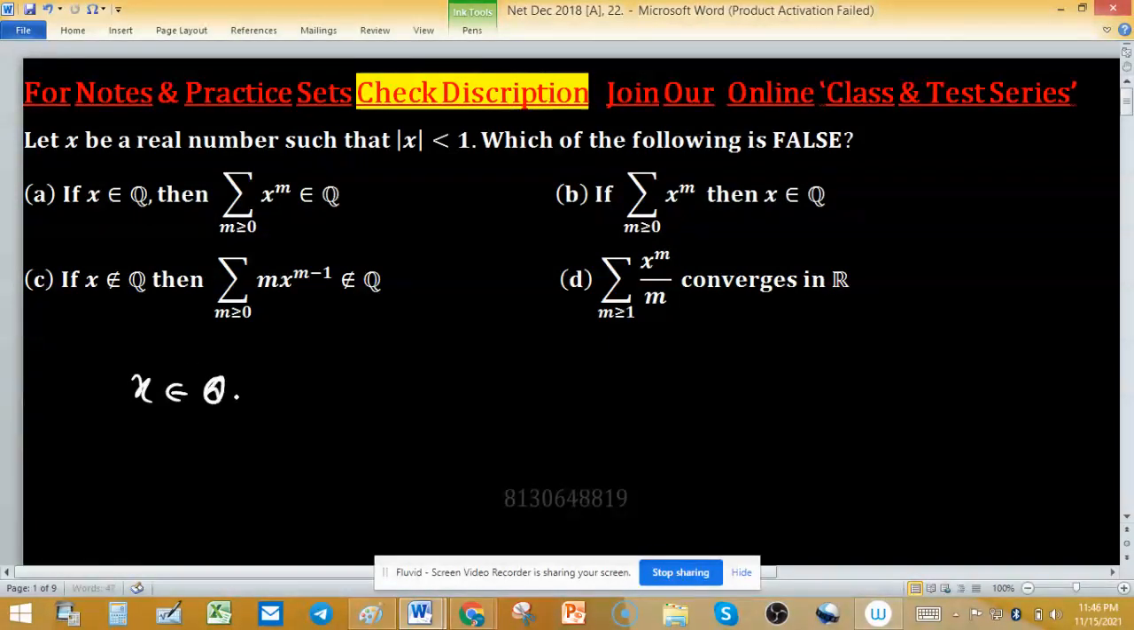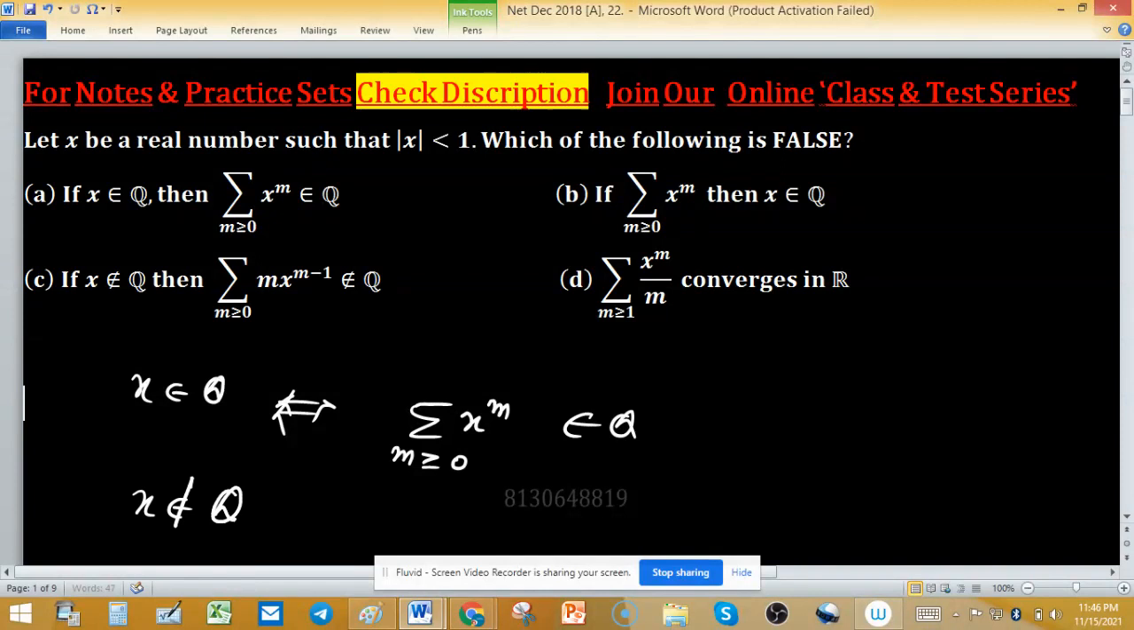That is, x belongs to Q if and only if summation x raised to the power m belongs to Q, when m is greater than or equal to 0. So we have to check these two options, A and B. Now option C is saying, if x is not from Q, then summation m x raised to the power m minus 1 doesn't belong to Q. And option D is saying summation x raised to the power m upon m converges in R.